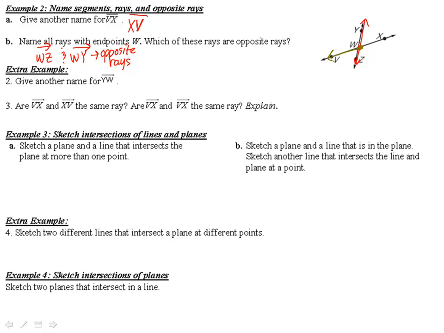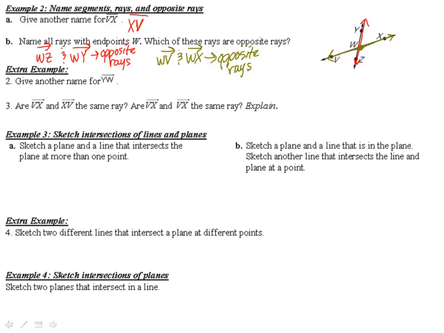So ray WX, or I'm sorry, ray WV. That's one ray that starts with endpoint W. The other would be ray WX. It starts at W and goes through X. Those two are also opposite rays because they share an endpoint and go in opposite directions.